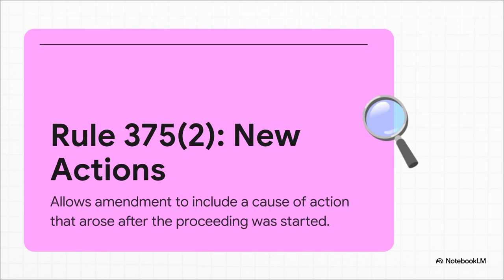Next up, and this one is crucial, is Rule 375, Sub-Rule 2. This rule is a big deal because it completely overturns an old, really rigid common law idea that a plaintiff had to have a complete cause of action the very moment they filed. Rule 375(2) says, nope, we can fix that. It lets you amend a case to include a cause of action that actually popped up after the whole thing started. A very handy tool to have in your back pocket.